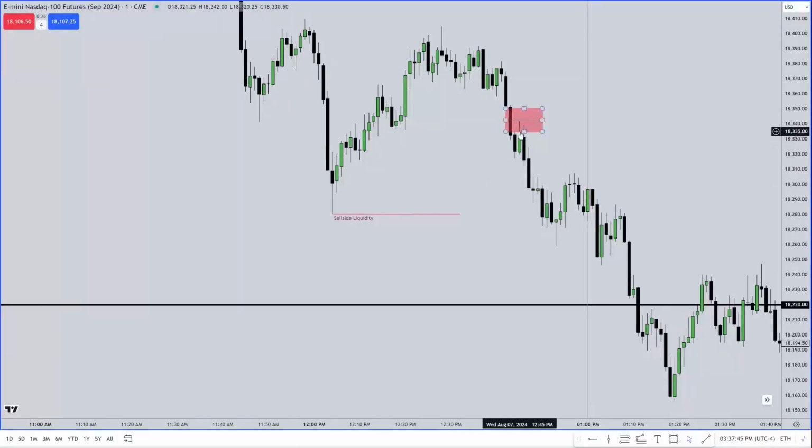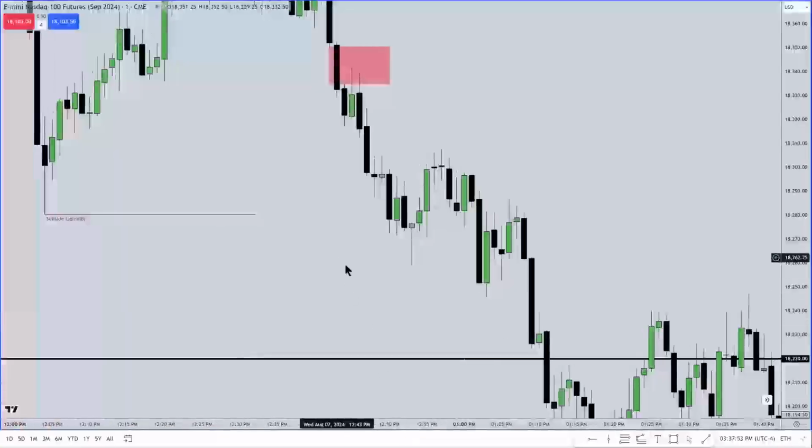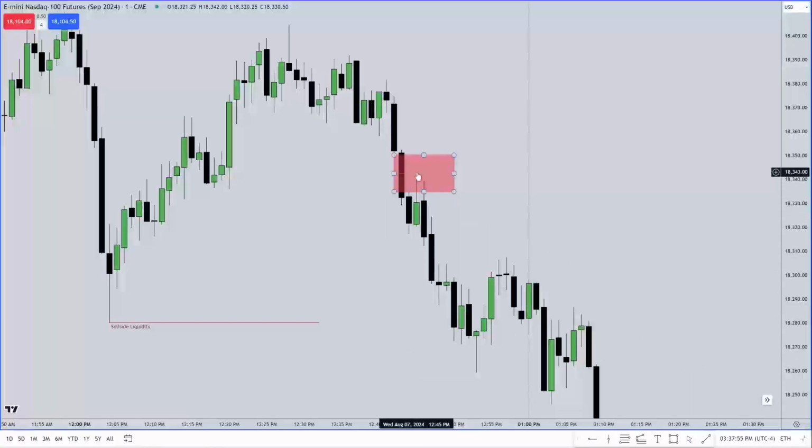Look closely. No, it doesn't. It gets real close to it, but it doesn't. Let me see if I can make it a little bit bigger. See? Just falls short of it. The fact that it goes up there and doesn't touch it and then closes here, I know that that right there is a bearish order block.